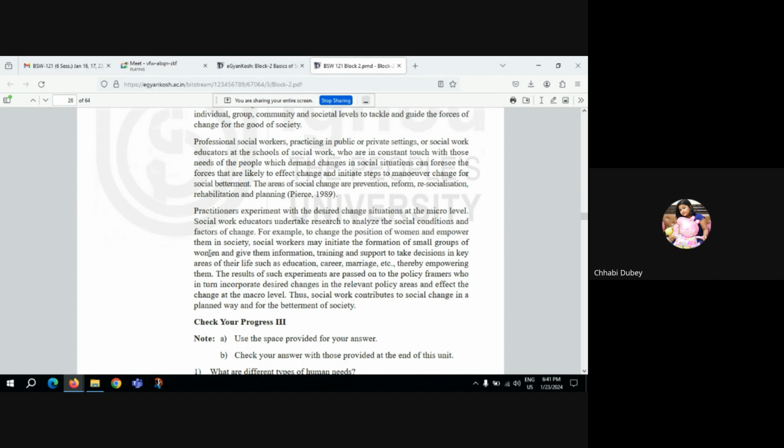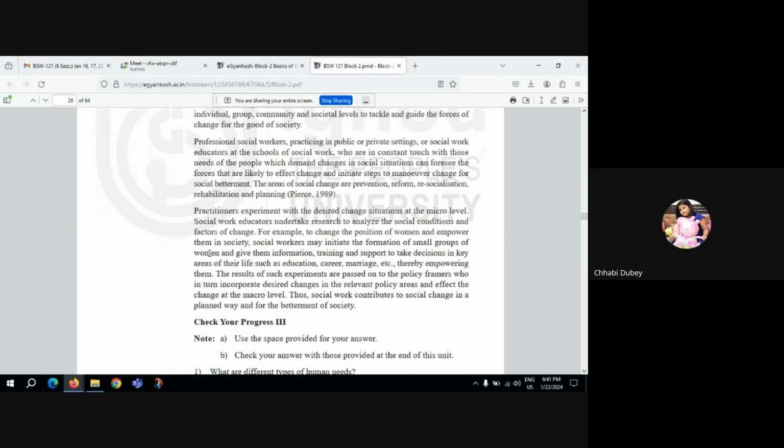Now, the results of such experiments are passed on to the policymakers, who can incorporate these desired changes into the relevant policies, and then they can affect the change at the macro level. So, social work will contribute to social change in a planned way and for the betterment of the society. So, this is how social work can bring about changes in the society from different levels.